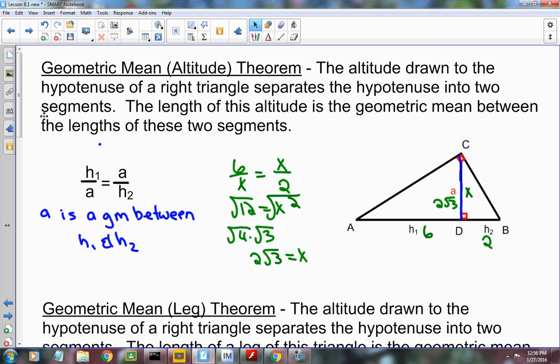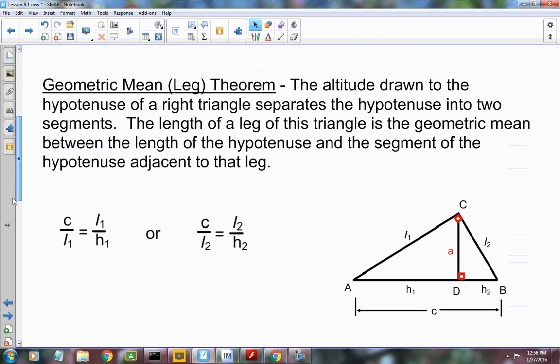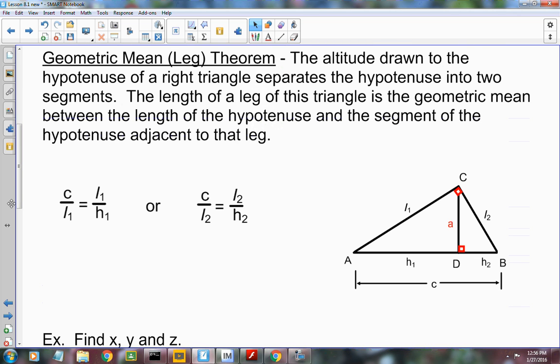Okay, we have another one, or another type, and it is our leg. And both legs work, okay? But the leg is the geometric mean between the part of the hypotenuse that's adjacent to it and the whole thing. Now remember, big picture, you have a big right triangle with the altitude drawn. The altitude breaks the hypotenuse into two parts. But this time, the leg is the geometric mean between the closest part of the hypotenuse and the whole hypotenuse. Okay? Both of those pieces touch that leg at the end point. So it's the closest part of the hypotenuse and the entire hypotenuse.